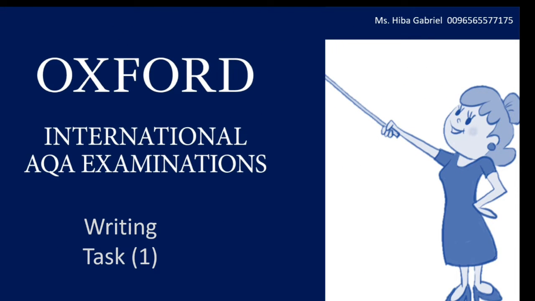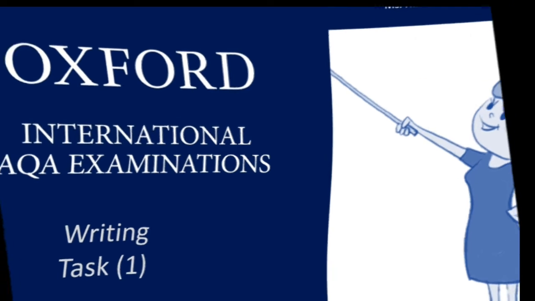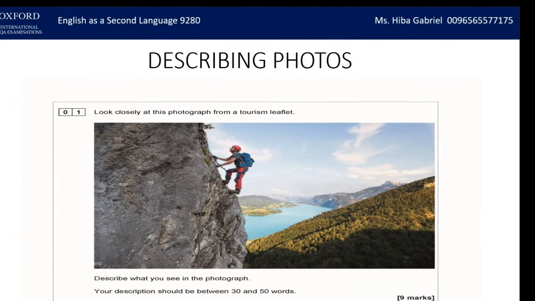Today we will be discussing how to write a descriptive paragraph. This is task 1 in the Oxford AQA exam, so allow me to show you an example of this task. The task requires you to describe what is depicted in a given photograph. The source of these photographs is predominantly magazines and leaflets, specifically from Theme 2, featuring mainly landscapes.